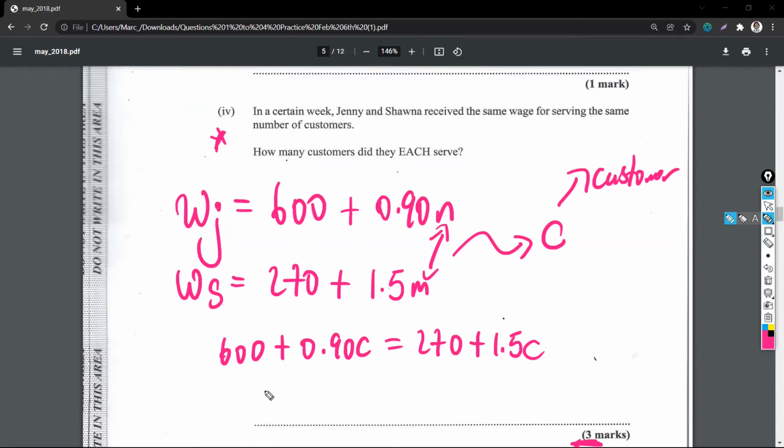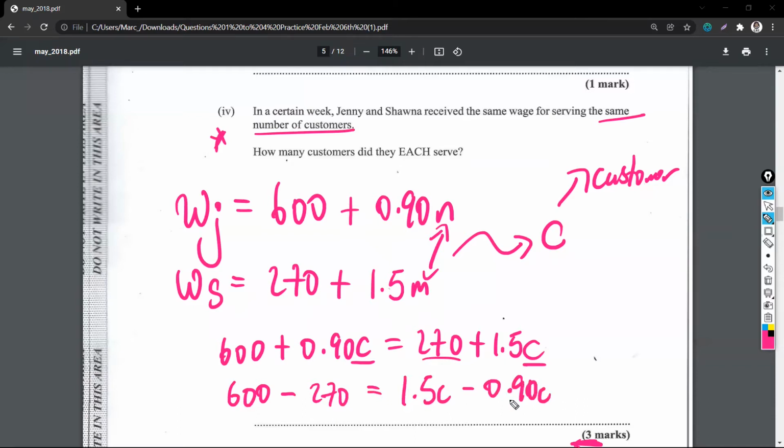All right, guys. So we need to put these equal to each other and we need the customer to be the same, because remember they serve the same amount of customers, right? So we're going to say 600 minus 270 is equal to 1.5C minus 0.9C. And we're going to end up with 330 is equal to 0.6C. This is what you're going to end up when you subtract these two.